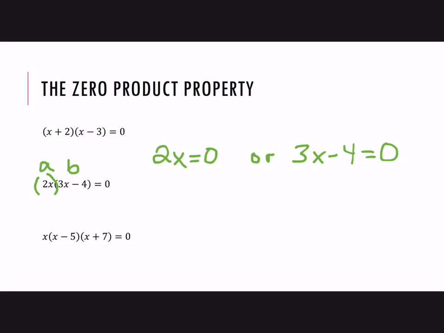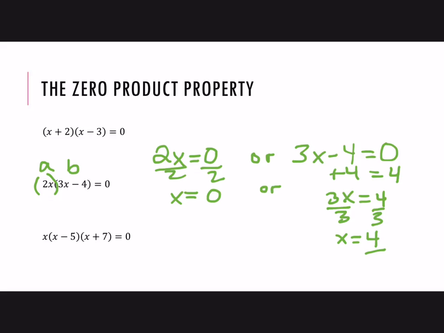Okay, so then in this case, if 2x equals 0, then divide both sides by 2, and x equals 0. Or if 3x minus 4 equals 0, then I add 4 to both sides and divide by 3, and x equals 4/3. So this one also has two solutions. X could equal 0 or 4/3.